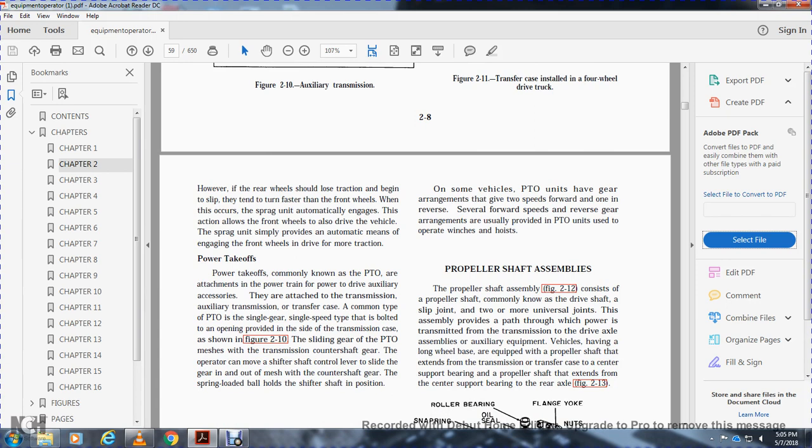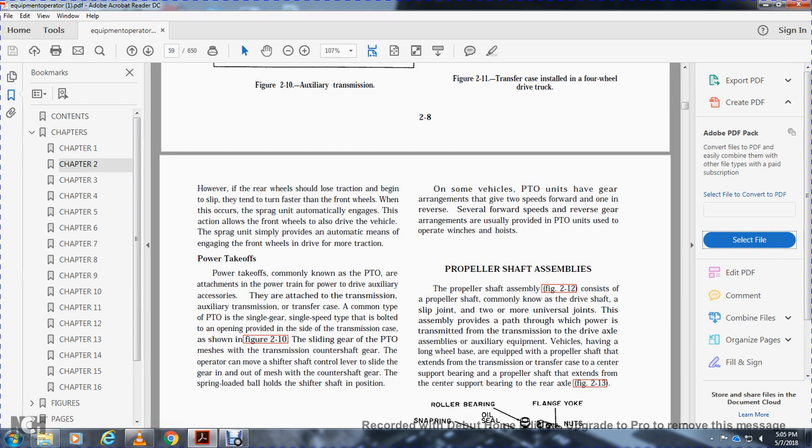Power takeoff. The power takeoffs, commonly called PTOs, are attachments on the powertrain, the power drive with the auxiliary accessory attached to the auxiliary transmission or the transfer case. The common type of power takeoff is the single gear with a single speed, bolted to an opening provided in the side of the transmission case, as shown in Figure 210. The sliding gear of the power takeoff meshes with the transmission countershaft. The shifter shaft and control lever slide the gear in and out of mesh with the countershaft.